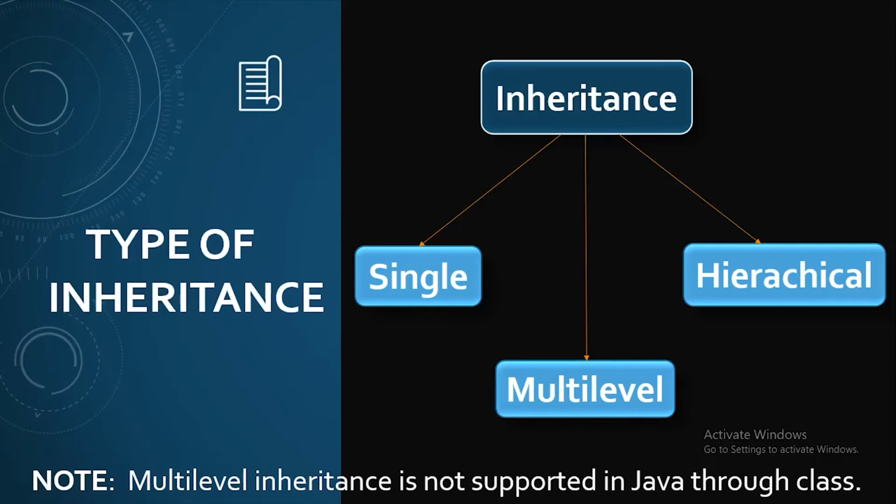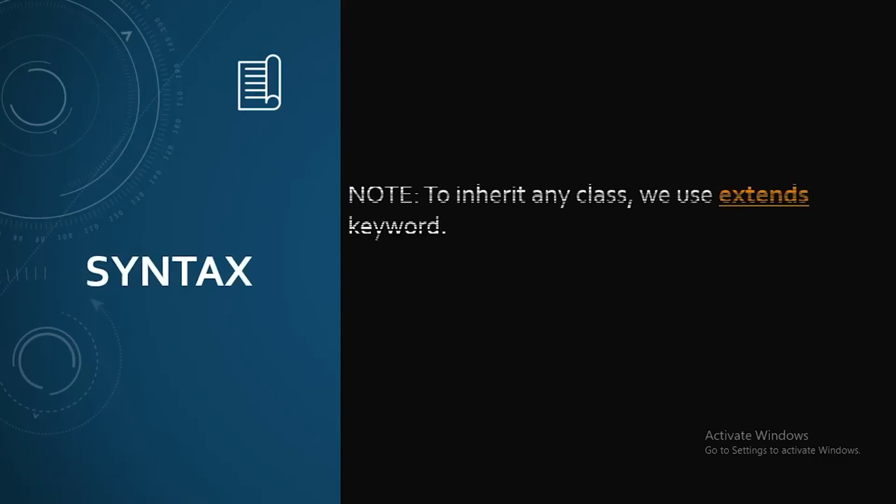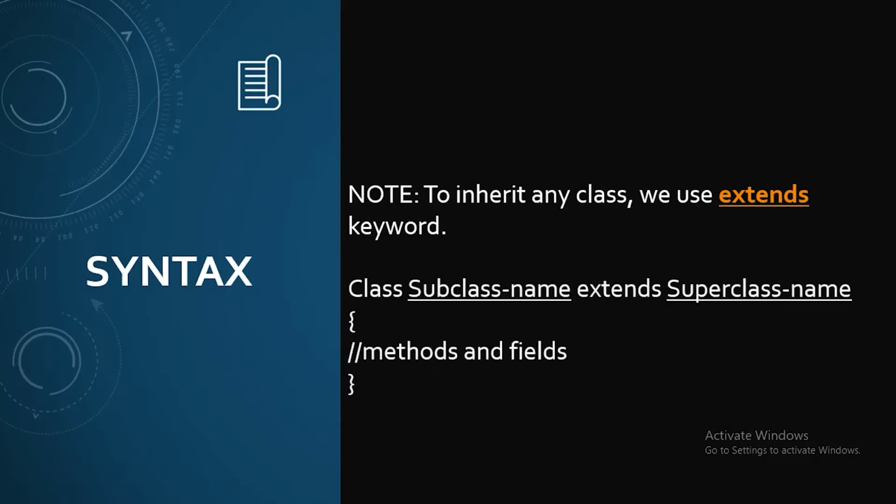Let's see the syntax of inheritance. Here we have the syntax of inheritance. To inherit any class, we always use the keyword extends. The syntax is we write class, then the name of the new class, and then we say extends and the other class, which is the superclass or the parent class. Then you just write the class body, and you can write the methods and fields. So this is the simple syntax of inheritance.